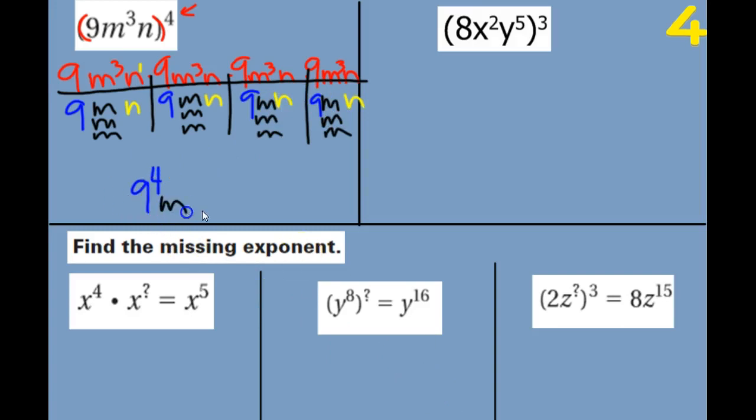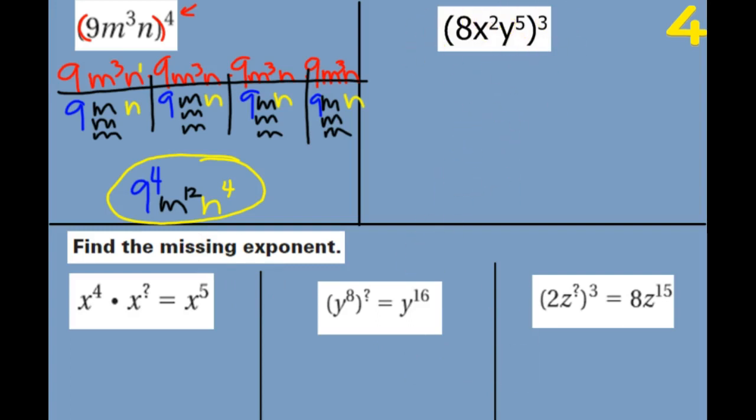Then our m's. Count up how many m's. 1, 2, 3, 4, 5, 6, 7, 8, 9, 10, 11, 12. M to the power of 12. And then last n, we have 1, 2, 3, 4, n to the power of 4. So that's our answer. We combine all of the numbers and letters that we have the same.